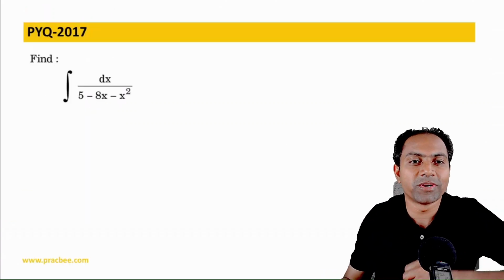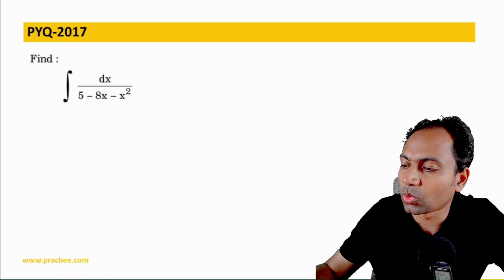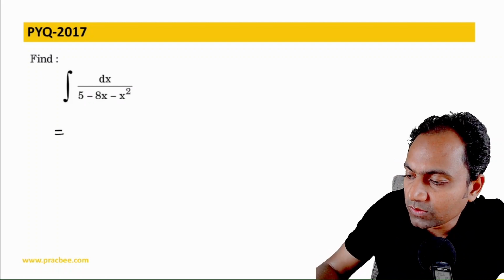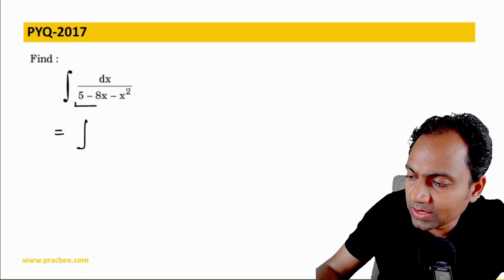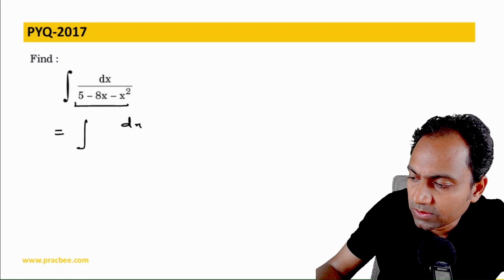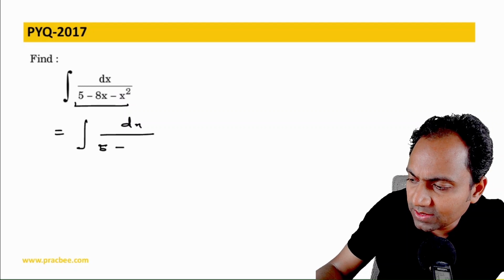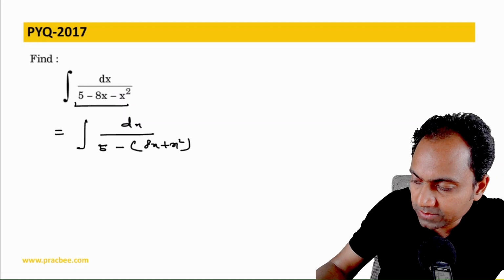Now if I move to this 2017 question, this talks about a quadratic in the denominator. So what we can do in this question, we'll have to make a perfect square out of it. So what we can do in the first step is 5 is fine. We can take this minus sign common. It becomes 8x plus x square.